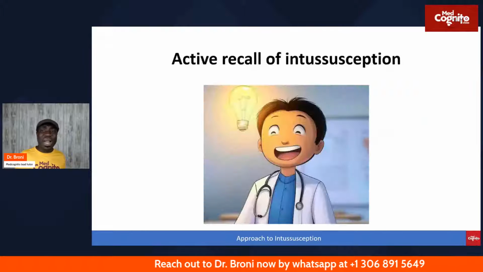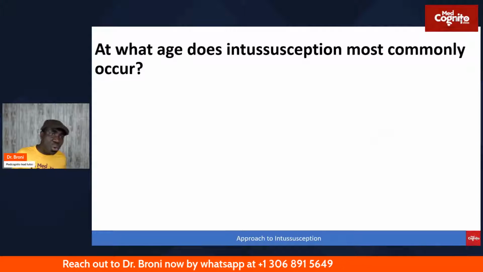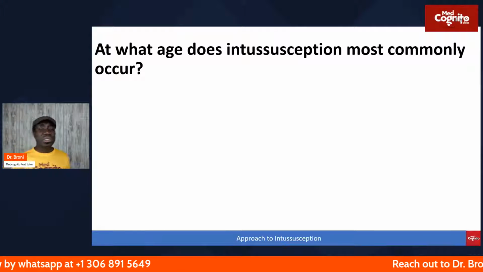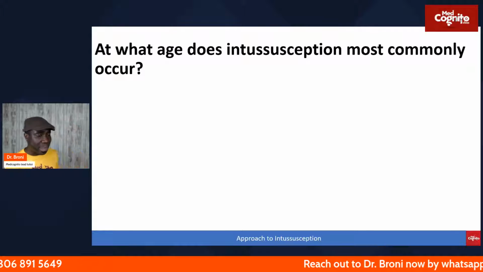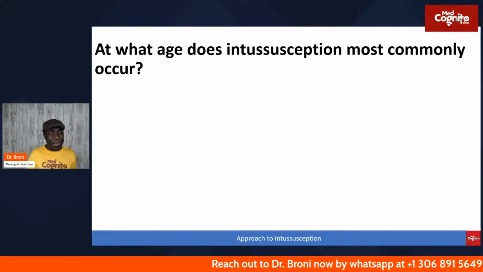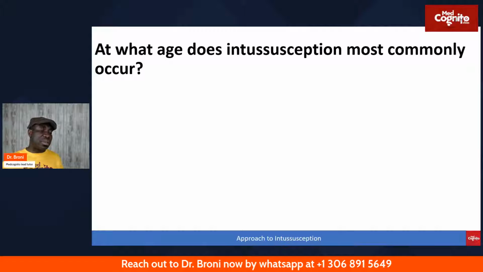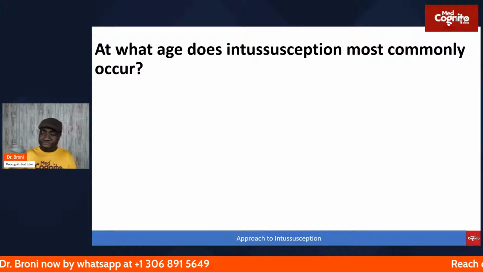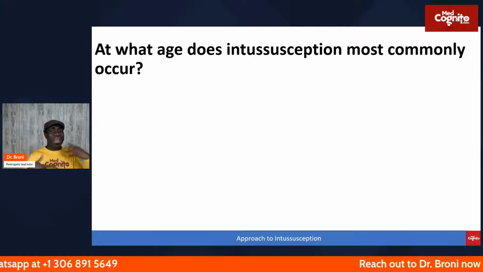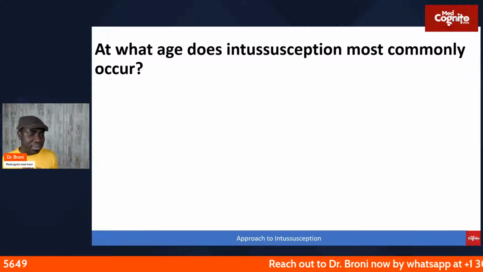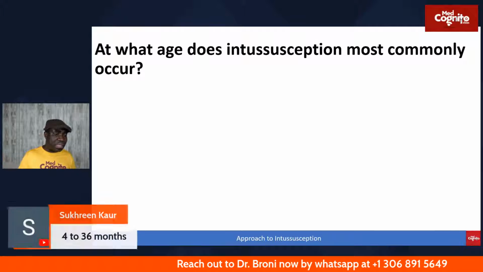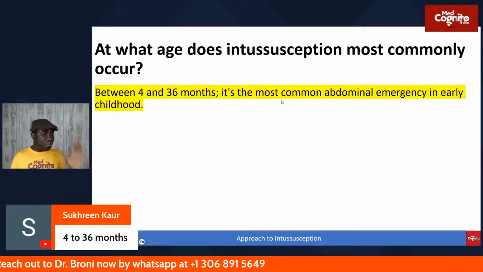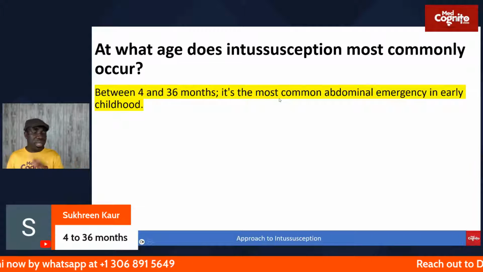Now, let's do active recall of intussusception. Quick question. At what age does intussusception usually occur? Just type in your answer. Good. Dr. Sukrin says 4 to 36 months. That's powerful. That's it. 4 to 36 months is when it usually occurs.